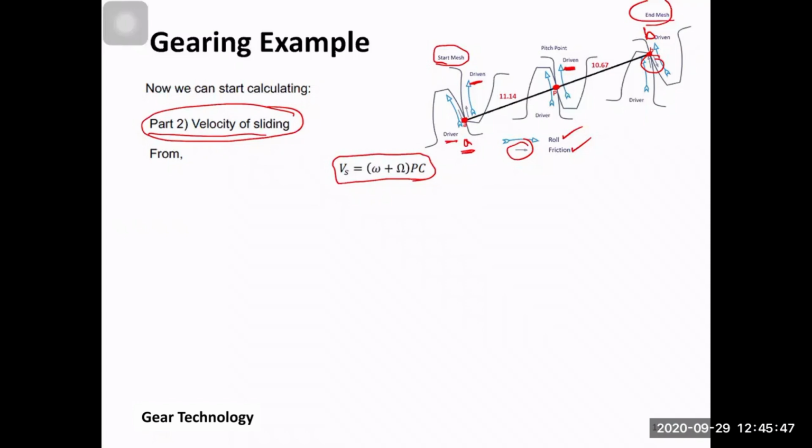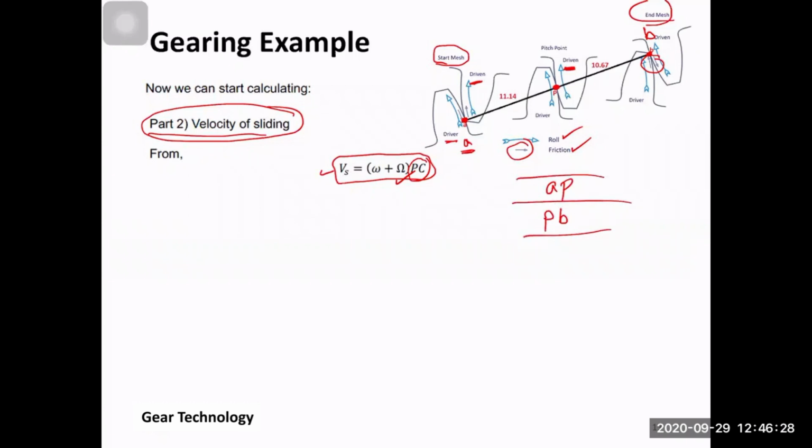You can just try to find out about this, but eventually the sliding velocity is equal to omega, which is the rotational velocity of the pinion, plus capital omega, which is the rotational velocity of the gear, multiplied by a distance called PC. This distance PC, we have two distances here between A to P and then from P to B. So the first distance is AP and the second distance is PB, right? So these two distances, we're going to compare them.